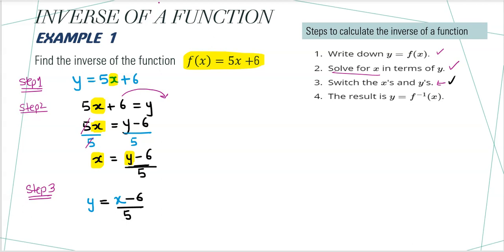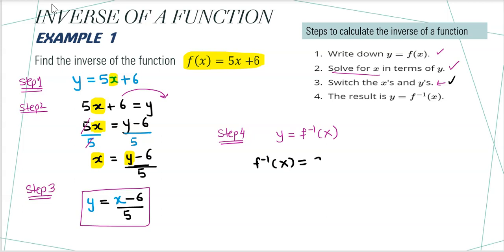Then moving to step 4. Step 4 is nothing but your answer. The result is y equal. So this value of y is nothing but your inverse function. So y equal f inverse of x. It means your inverse function f inverse of x is equal to x minus 6 over 5. So for the function f(x) equal to 5x plus 6, f inverse of x is x minus 6 over 5.